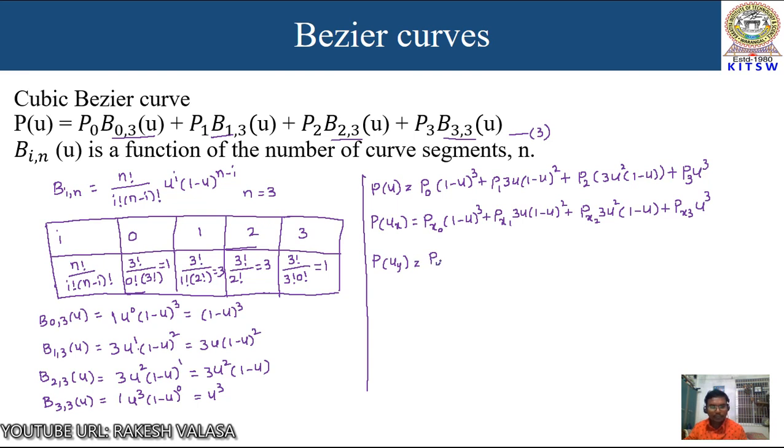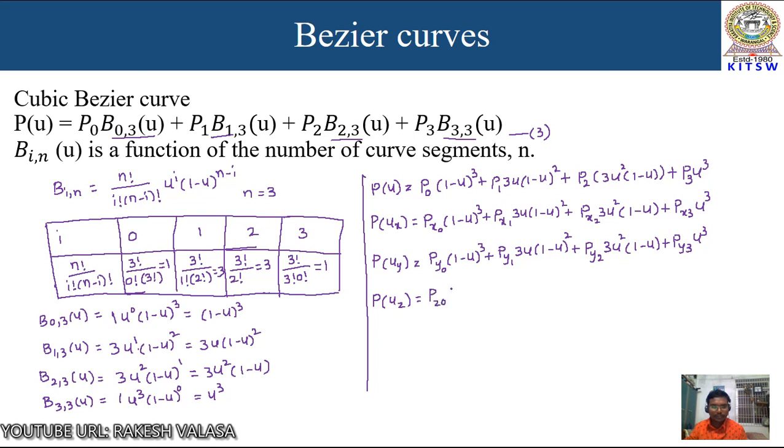Similarly, in the y direction, P of u y equal to Py0 into 1 minus u whole cube plus Py1 into 3u into 1 minus u whole square plus Py2 into 3u square into 1 minus u plus Py3 into u cube.